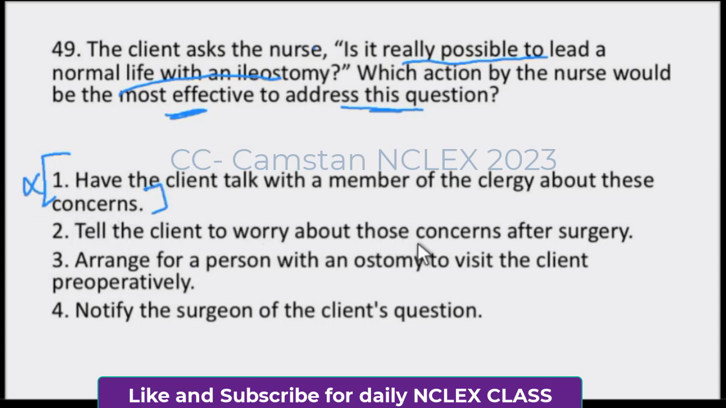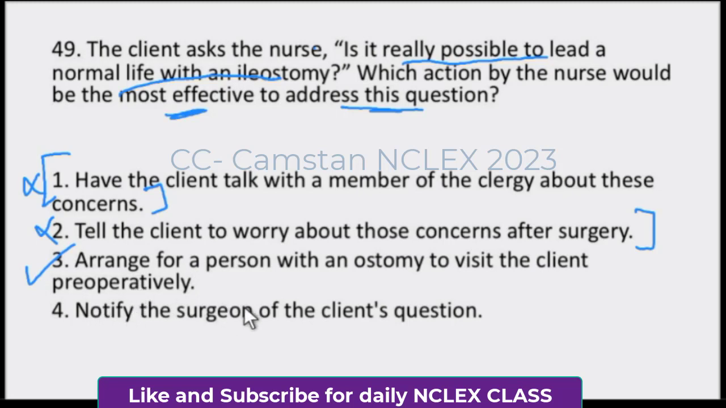Tell the client to worry about those concerns after surgery. No, it is not helpful. It is just ignoring the client's concerns. So not correct. Third is arrange for a person with an ostomy to visit the client preoperatively. It would be the most helpful measure. This would let the client actually see how to adjust in life after the surgery. Someone who has felt the same concerns can answer the client's concerns, right? So this option is correct.